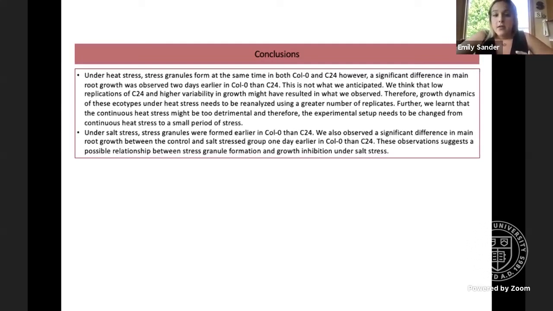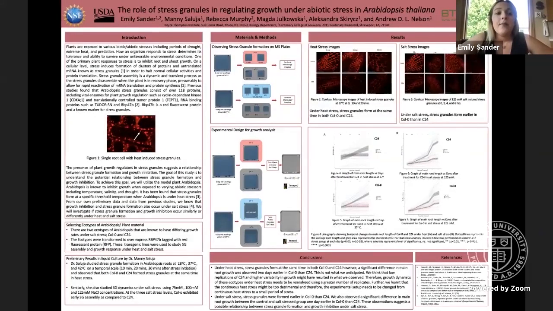So from this, we can suggest that there is a possible relationship between stress granule formation and growth inhibition under salt stress. Like I said, due to low replication and just higher variability in growth, we want to repeat this under heat stress and take a closer look at our data before we come to any conclusions on that. But yeah, that's the general gist of what I did this summer.